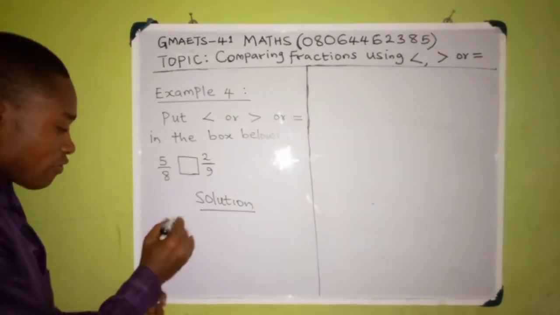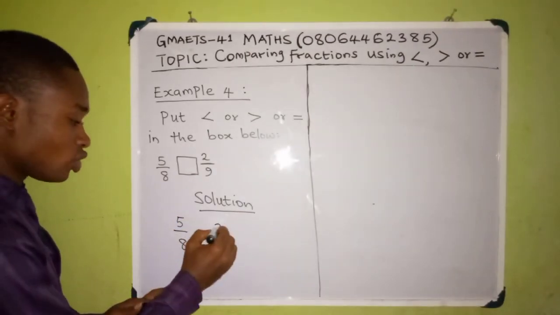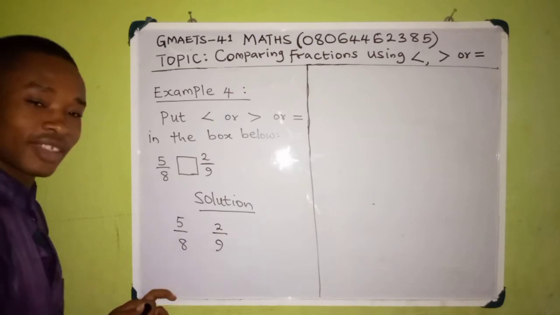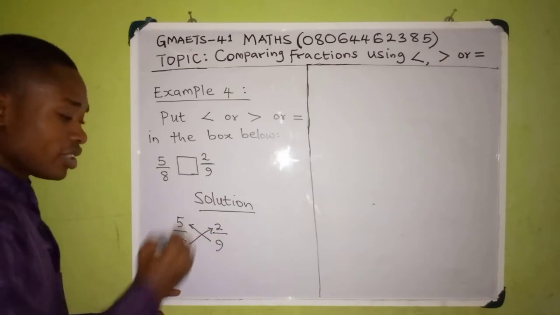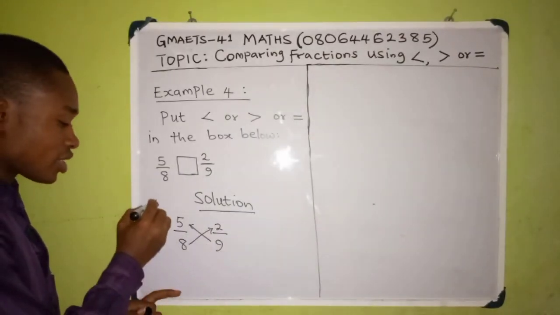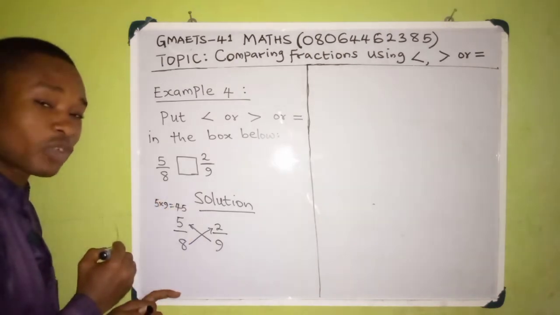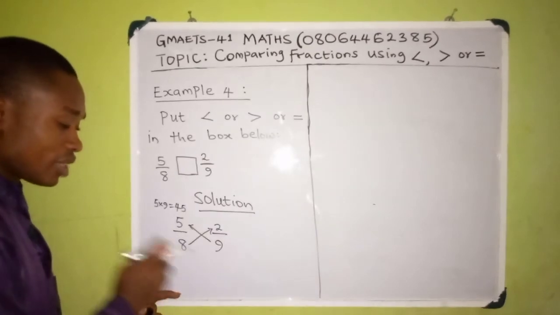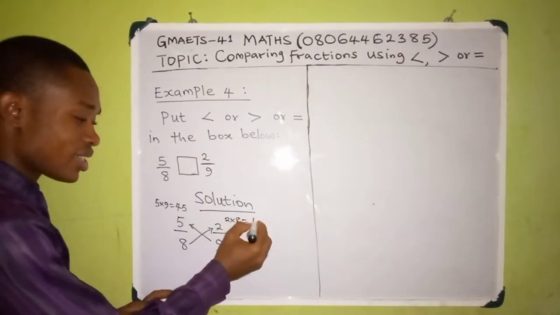We're going to bring down our fraction as usual. We have 5 over 8, and then we have 2 over 9. Then we'll link the denominators to their numerators. 5 times 9, what are we going to get? 5 times 9, from your multiplication table, will give you 45. Then 2 times 8. 2 times 8 would give us 16.